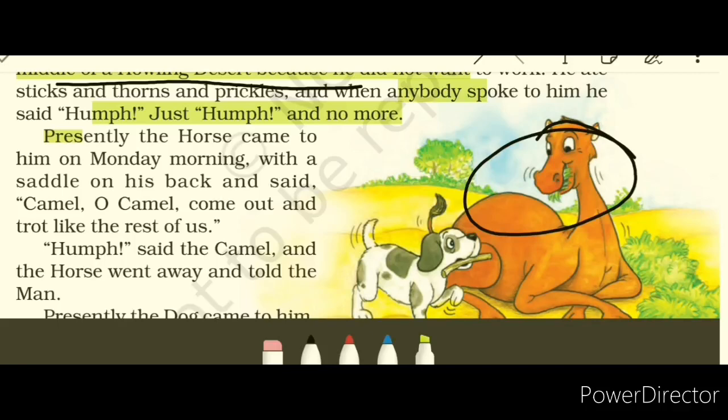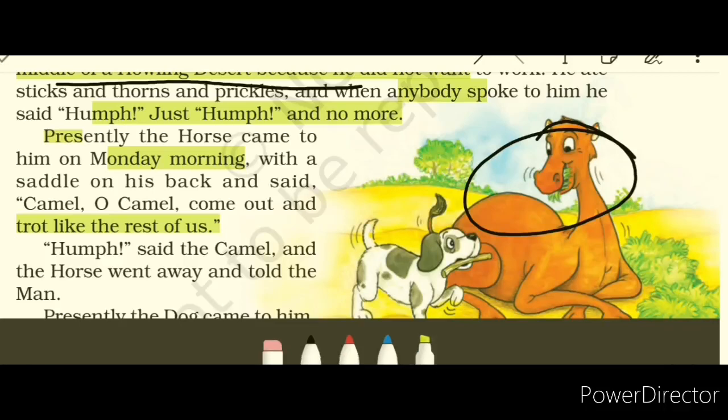Presently, the horse came to him on Monday morning. Monday morning is usually a day when a lot of work takes place, isn't it? People start working on a high scale. So presently the horse came to him on Monday morning with a saddle on his back and said, camel, oh camel, come out and trot like the rest of us. Trot means to work hard.